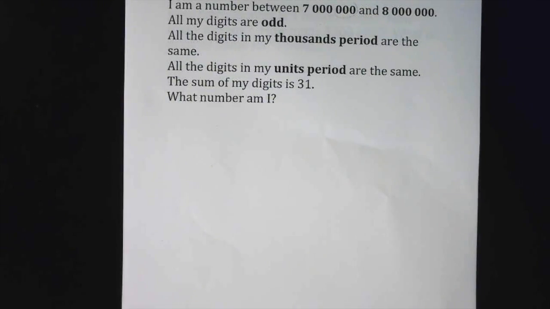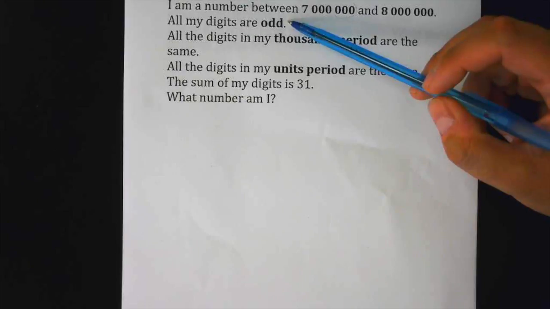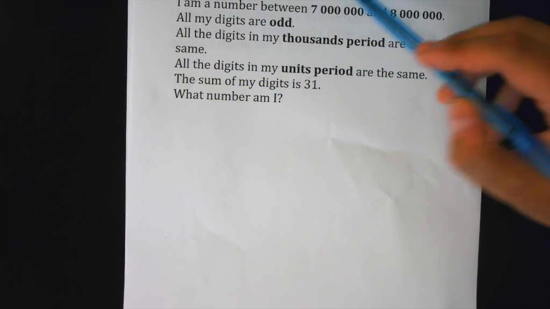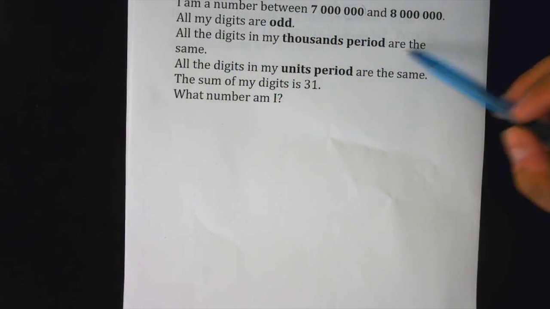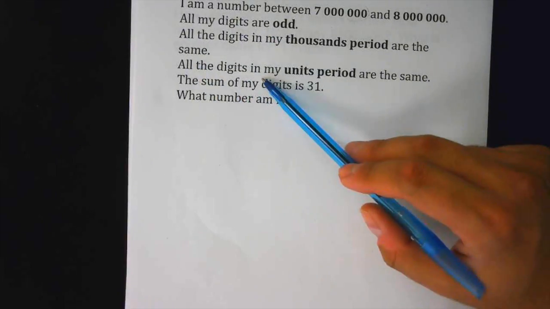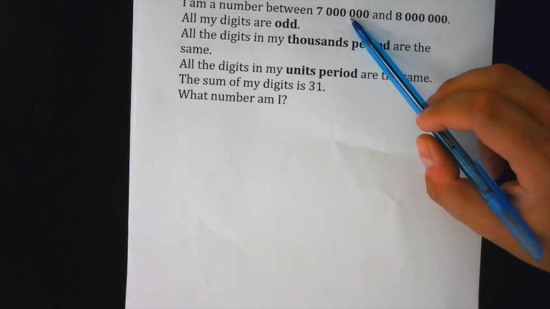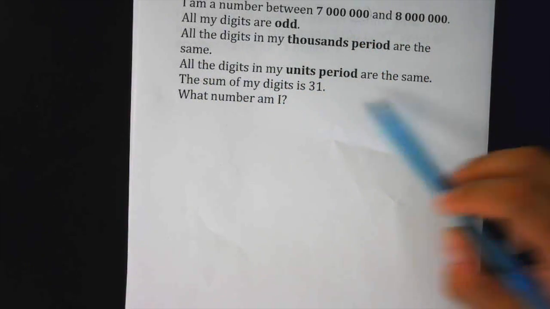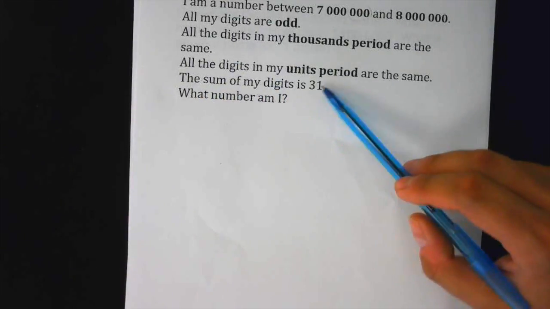I am a number between 7 million and 8 million. All my digits are odd. All the digits in my thousands period, which is right here, are the same. All the digits in my units period, which is this right here, are the same. The sum of my digits is 31.